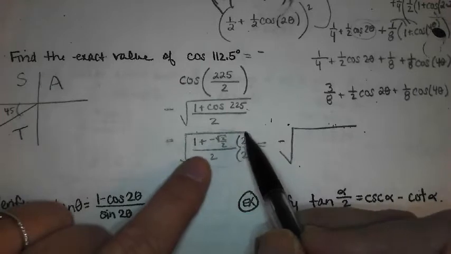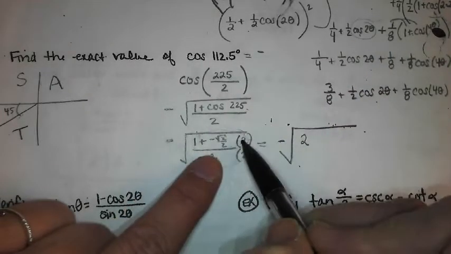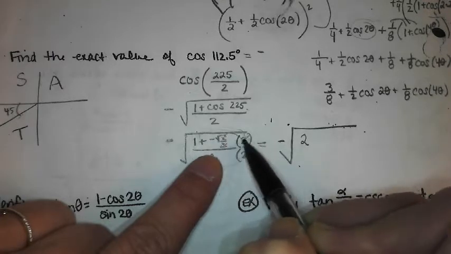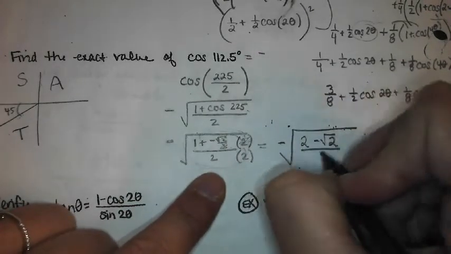In my numerator, I distribute, so the 2 times 1 gives me 2. And on my second term, the denominator 2 is going to cancel with that, leaving you with just minus radical 2 all over 4.